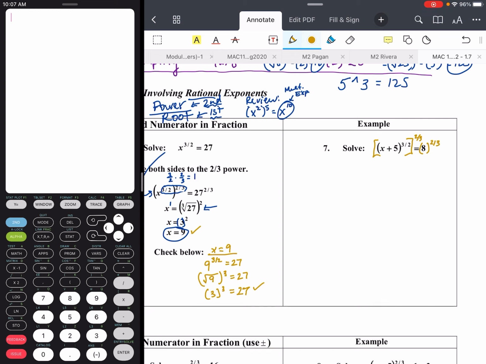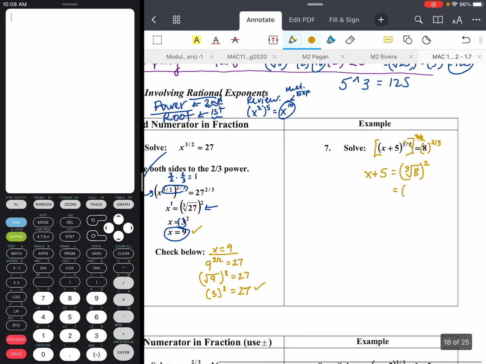So on the left-hand side, I know that those two powers, the reciprocal powers, when I apply the product rule and multiply them, I end up with a 1. That means they cancel out in terms of exponents. They cancel out to a 1. So I just have x plus 5 on the left. On the right-hand side, I want to go ahead and simplify this. So I have the cube root of 8. I'm going to raise that to the second power. So this would be 2 squared, which gives me 4.